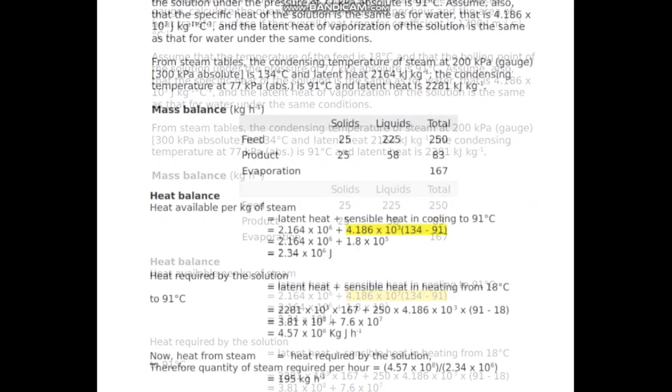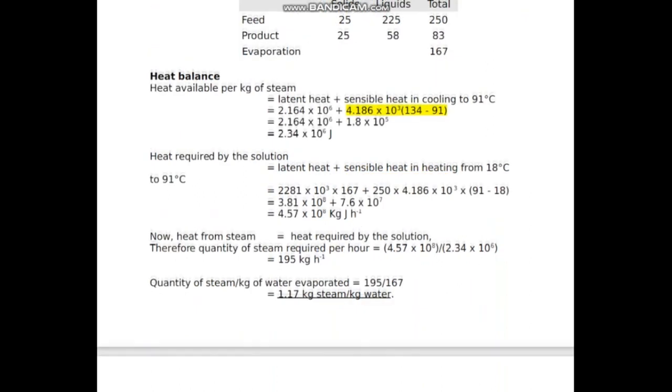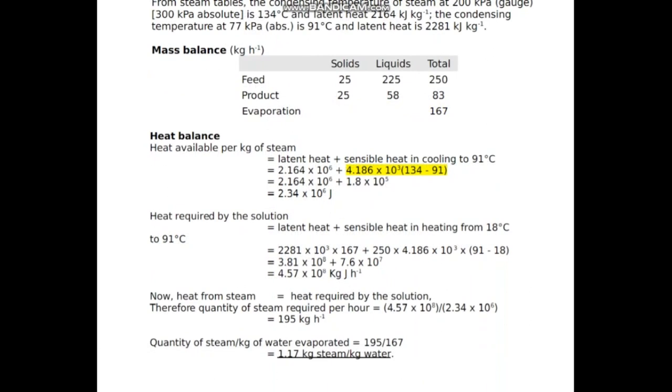From the mass balance, in the feed the solids are 25 and the liquids 225, so a total of 250. And in the product, solids 25, liquids 58, so a total of 83. So the evaporation total is 167.